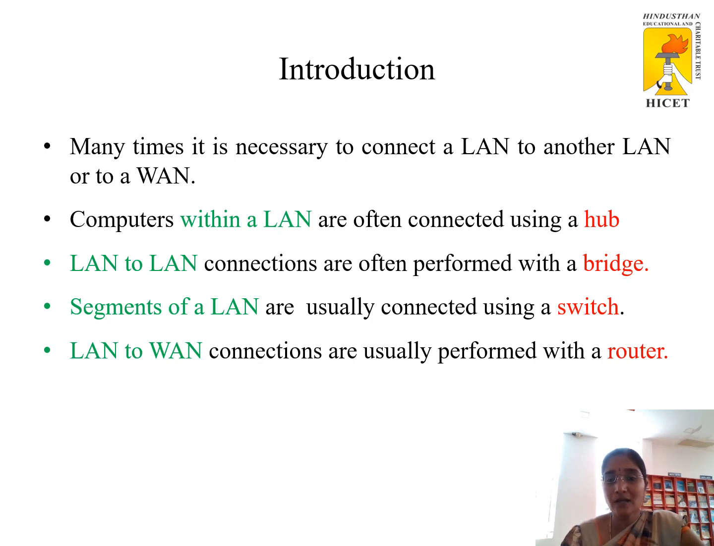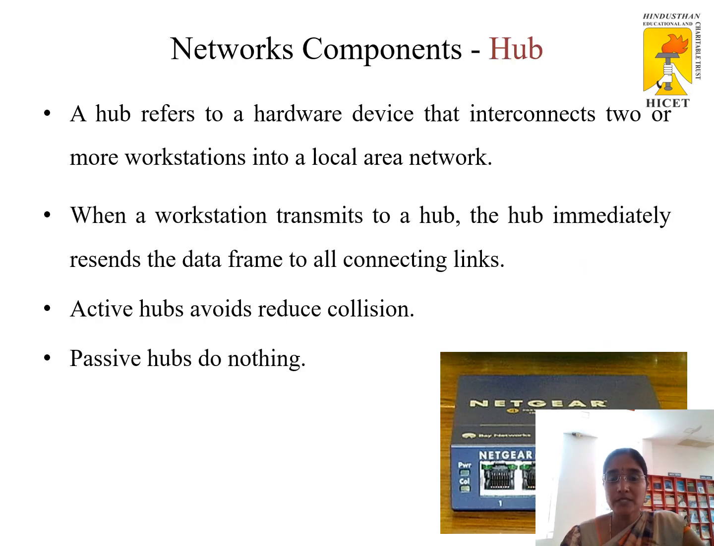So I hope these are some of the components that can be used for making connections between networks. First, the network component hub. A hub is a hardware device that interconnects two or more workstations into a local area network. When a workstation transmits, the hub immediately resends the data frame to all the connected links. So if one person is sending a message and it has to be reflected to everyone in that particular network, the hub will do that.